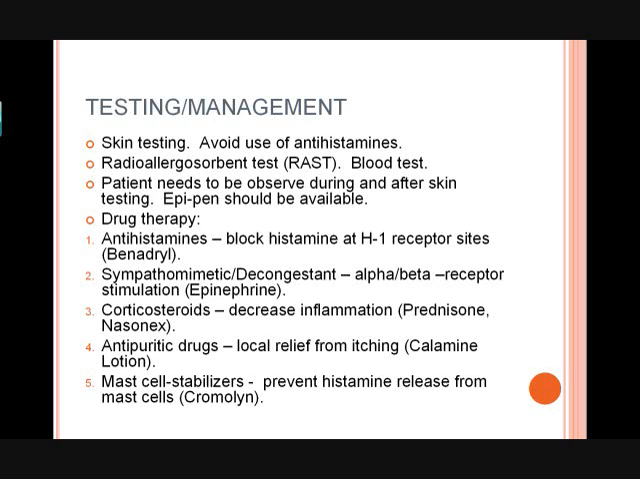Drug therapy includes antihistamines, such as the ones that block histamines, which is Benadryl. Decongestants, like alpha or beta receptor stimulators, like epinephrine. Corticosteroids, such as prednisone or Nasonex. Antipruritic drugs would be like over-the-counter calamine lotion. You can put that on like poison ivy just to stop the itchiness on the surface. And then mast cell stabilizers prevent histamine release from the mast cells so they stop the allergic reaction in its tracks, and that's an example of cromolyn.